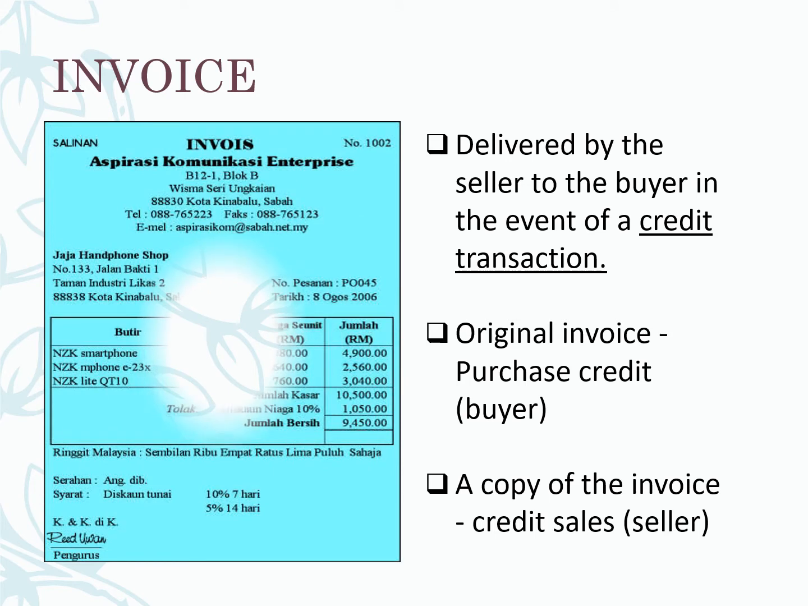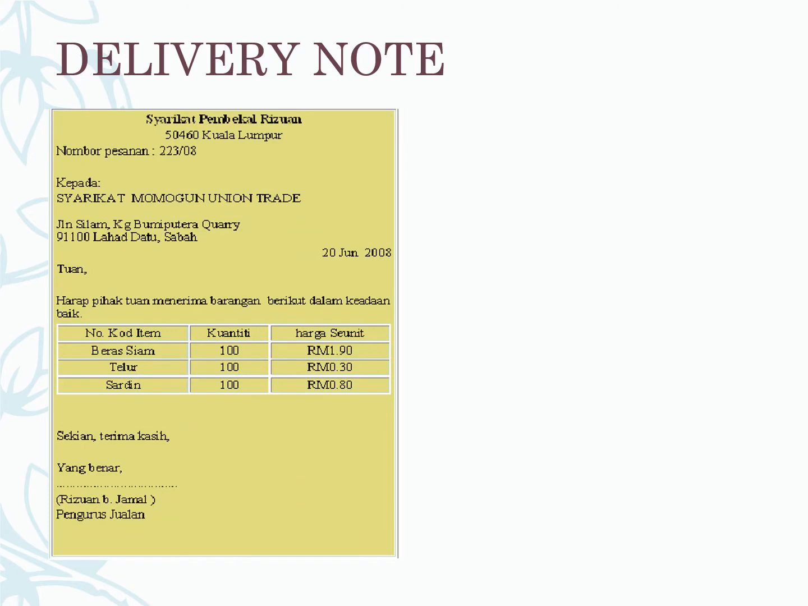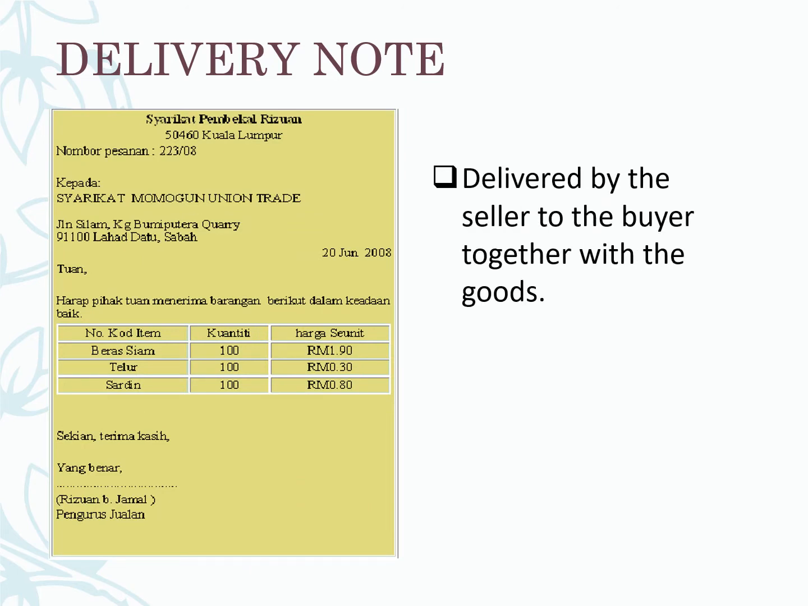Invoice. Invoice is delivered by the seller to the buyer in the event of a credit transaction. The information included in invoice are the goods, the quantity of goods, the cost per unit, and also the total amount. Delivery notes. Delivery notes is delivered by the seller to the buyer together with the goods. And the buyer can check these items when they receive their goods.